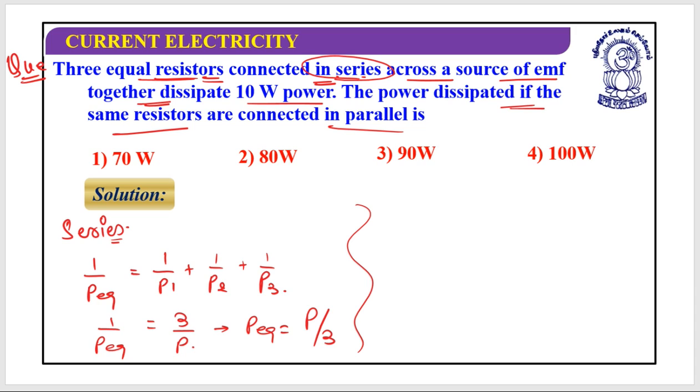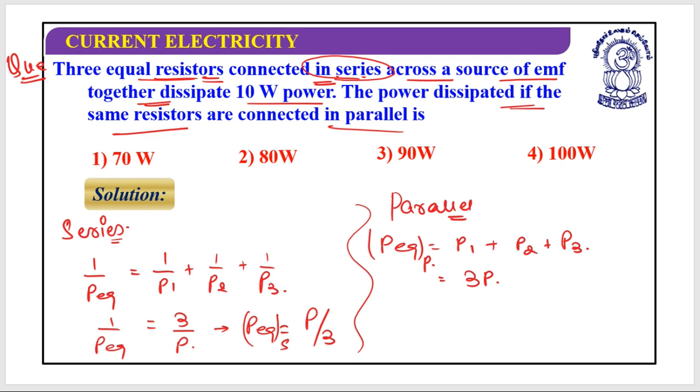Now when they are connected in parallel, their P equivalent can be written as P1 plus P2 plus P3, and these all have the same power consumption, so that can be written as 3P. This is P equivalent of parallel, this is P equivalent of series. Let's take a ratio. P equivalent of parallel divided by P equivalent of series is 3P divided by P by 3, which is 9 times. This 3 would be gone.